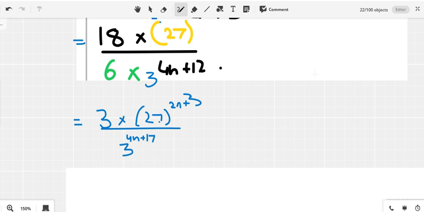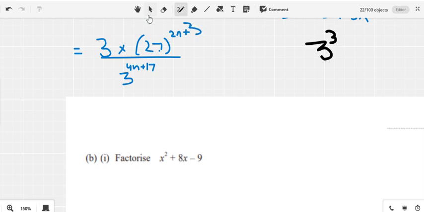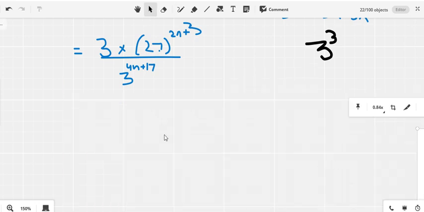27 I can break because 27 comes in the 3 table. 3 times 3 is 9. 9 times 3 is 27. So we can write 3 to the power of 3. So let's move this question to the right side and let's do the question.